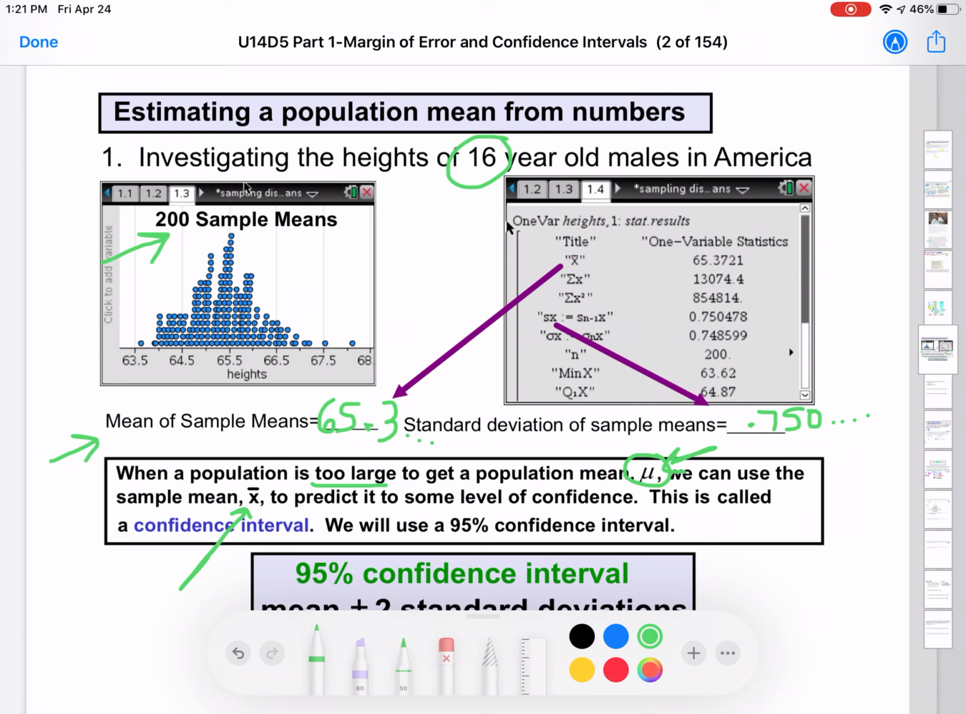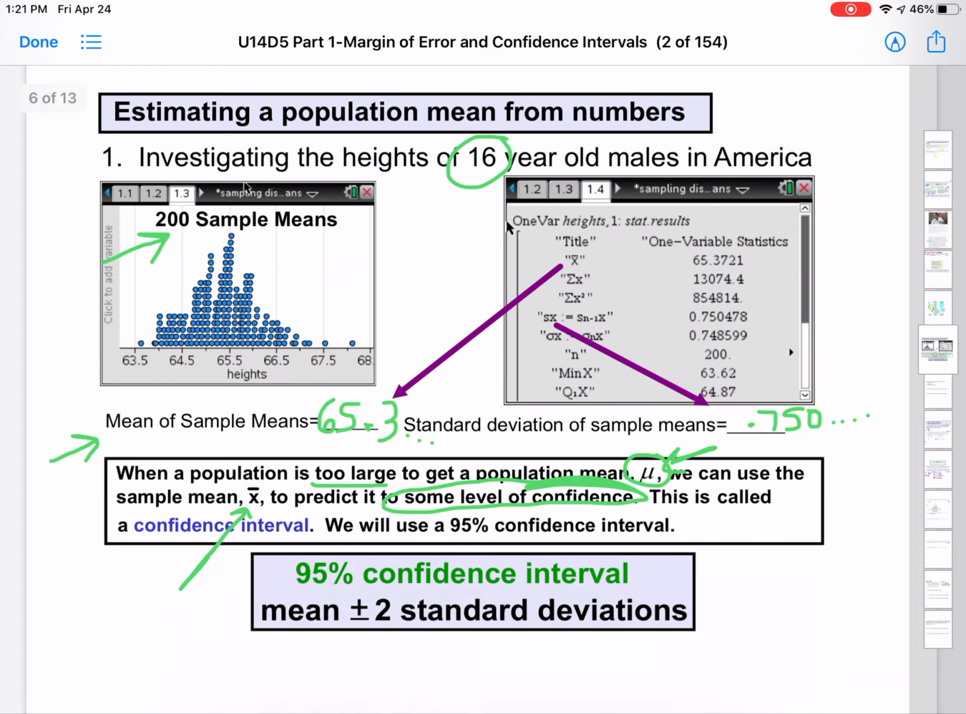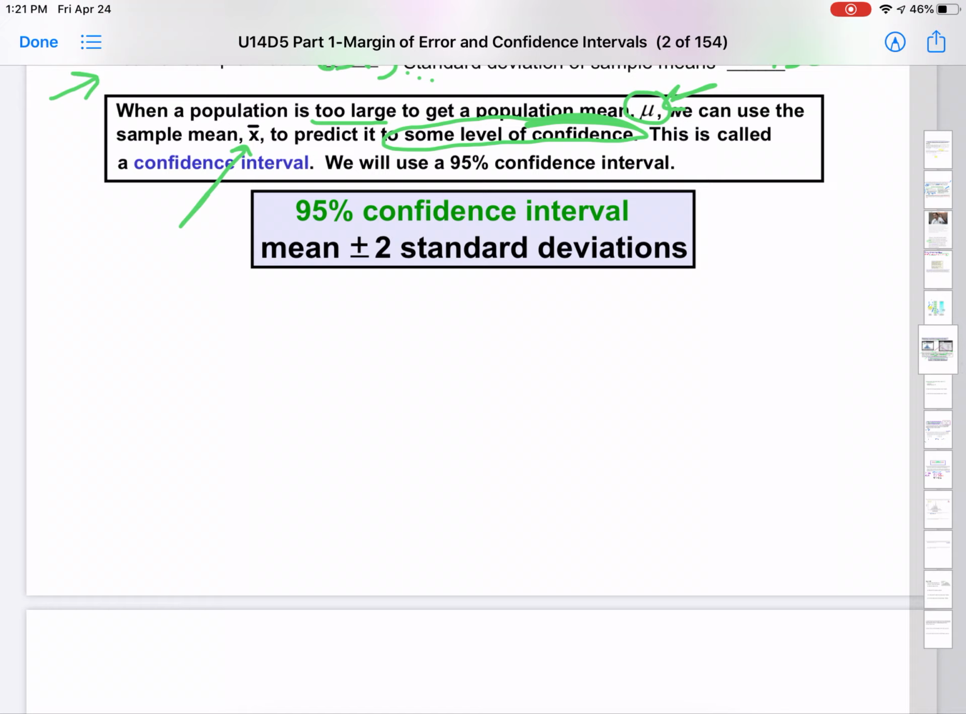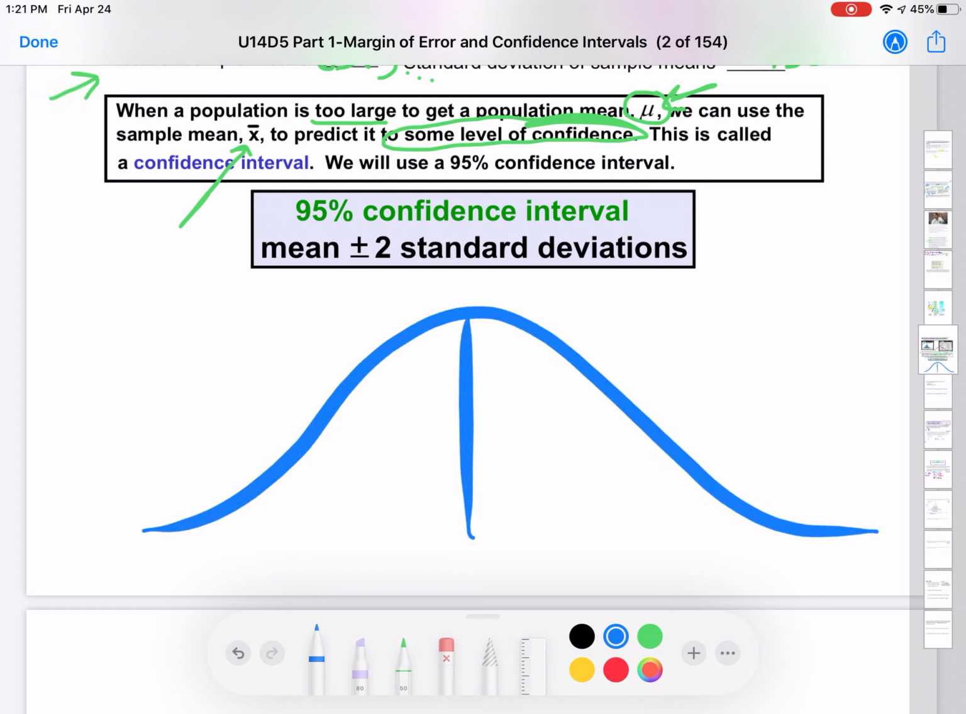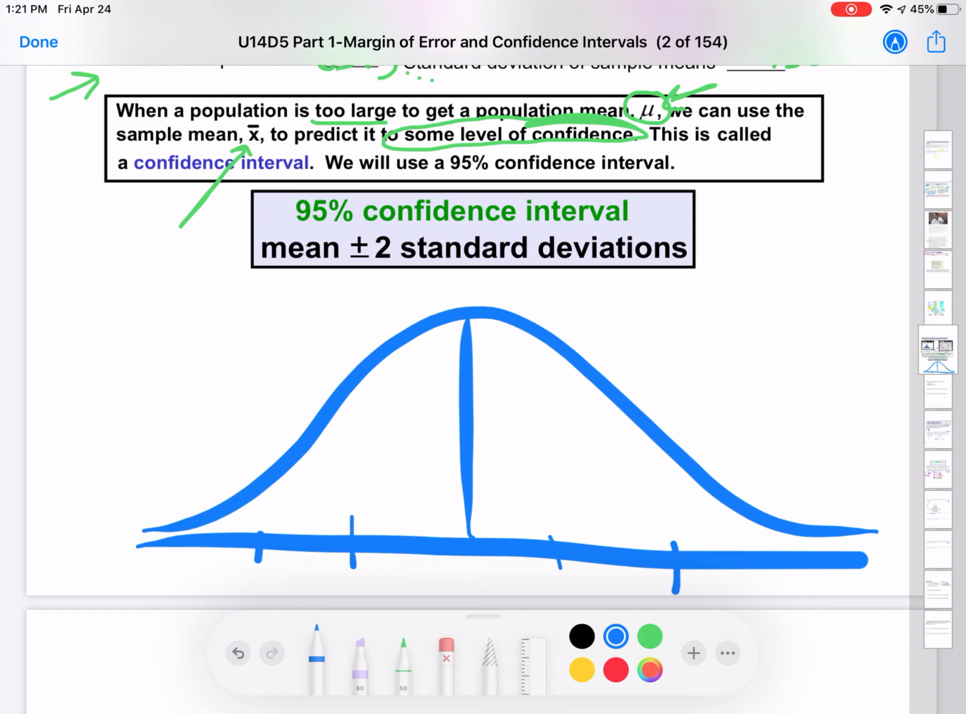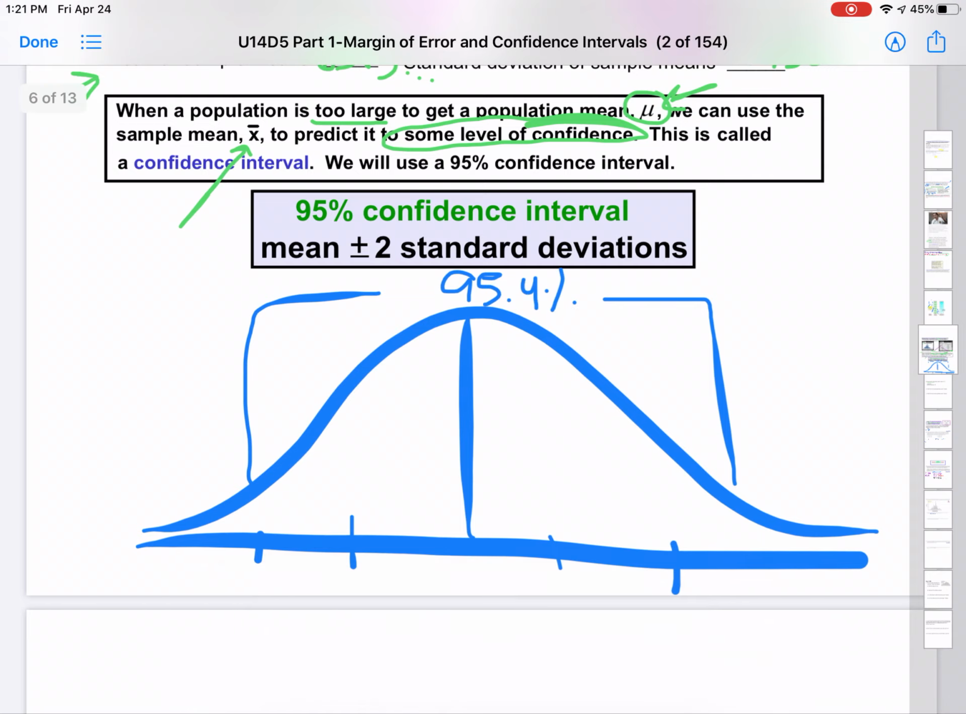So this is used to predict, at some confidence level, where we think the true mean might lie. I'm going to show you how to do this 95% confidence interval. And here's the formula that you are going to memorize for me. It's the mean plus or minus 2 standard deviations. That should seem a little familiar, that 95%, from 2 days ago when we went 2 standard deviations out with the normal curve. Remember we went 2 deviations out, 1, 2, 1, 2, and this represented 95.4% of the data. So that's where that comes from.